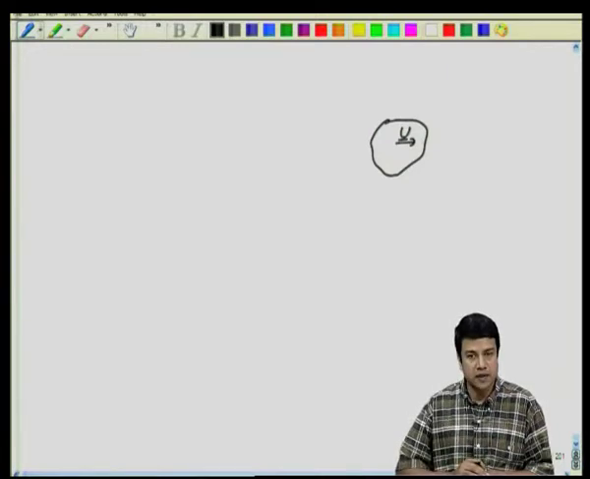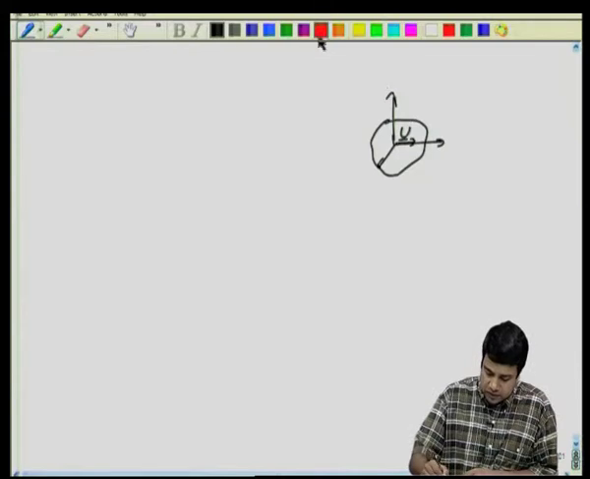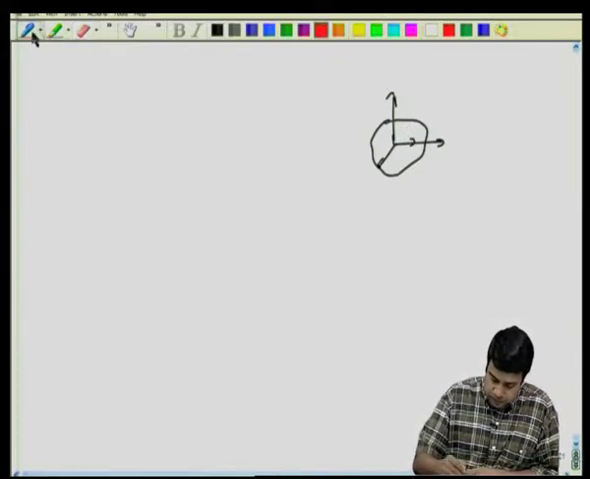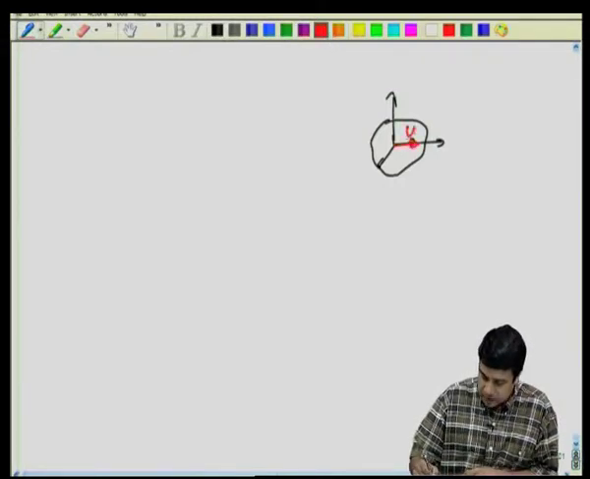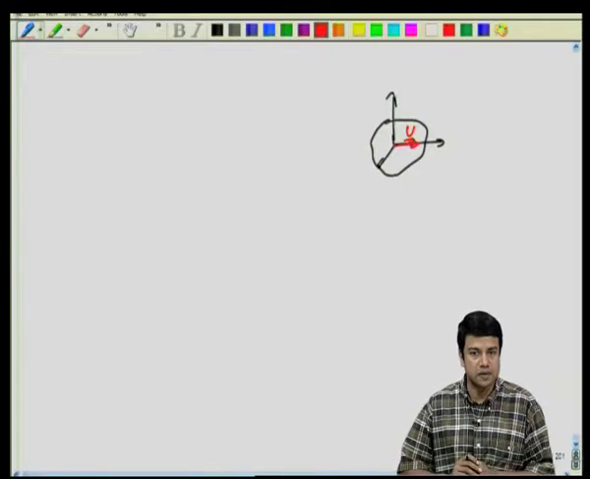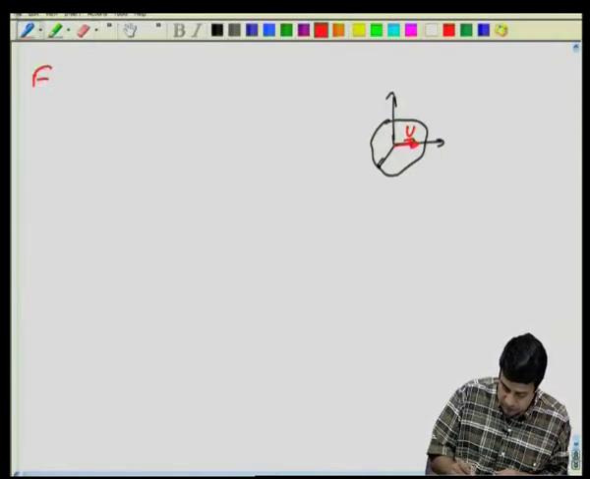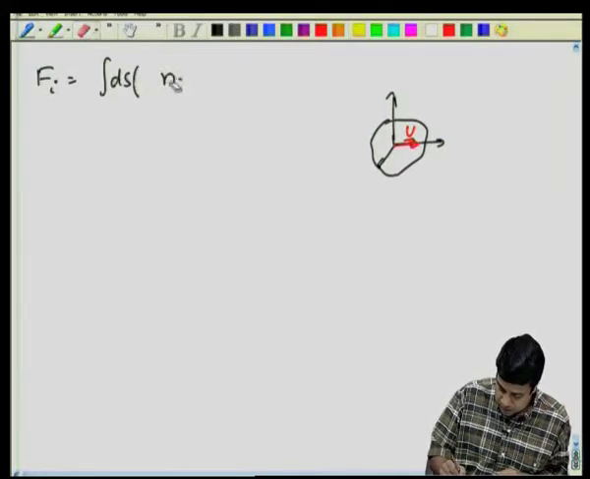I fix my origin at the center of this object, and I find out the velocity potential. Of course, the velocity potential for this case is going to be a complicated expression. For a sphere, I got a nice simple velocity potential. For this particular case, it is going to be a complicated expression. But in either case, the force exerted F i is going to be the integral over the surface of P times the unit normal n i.